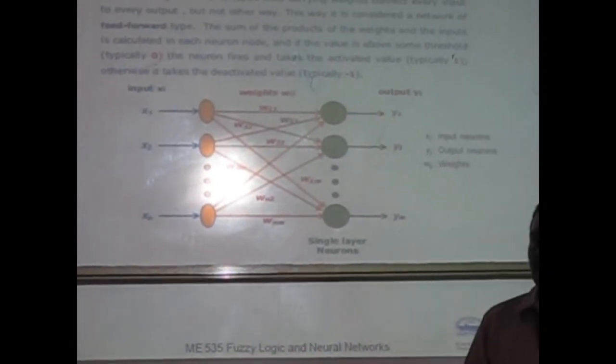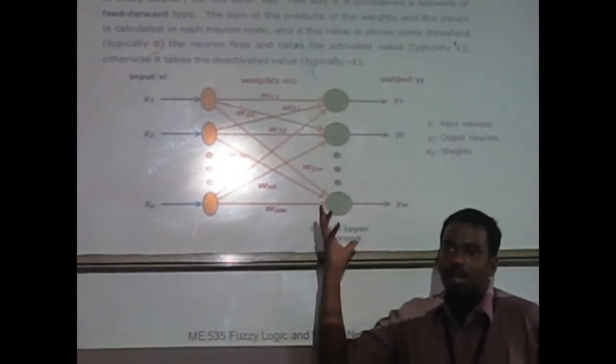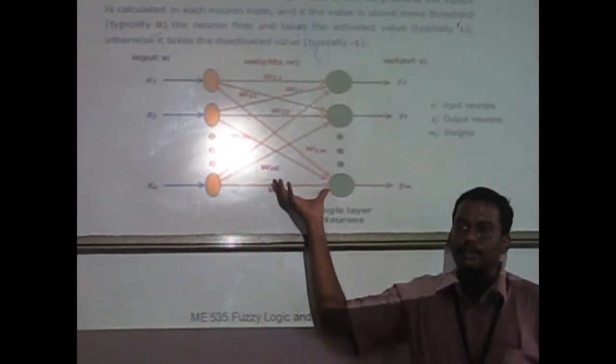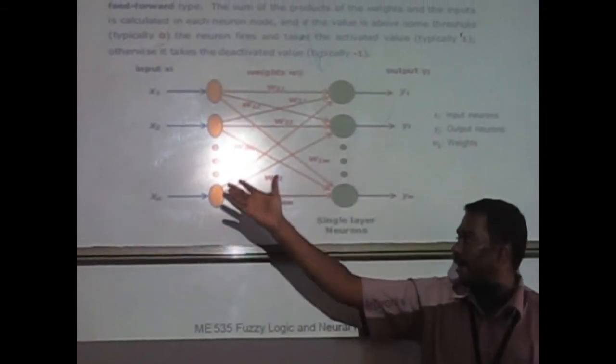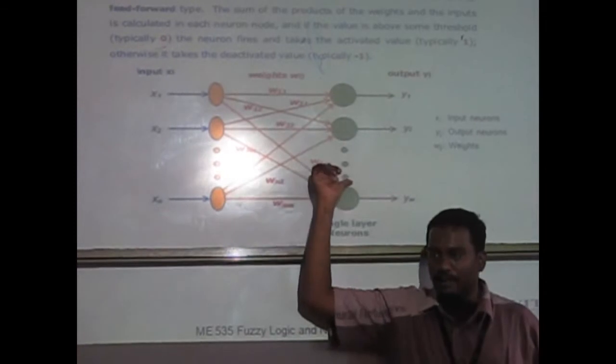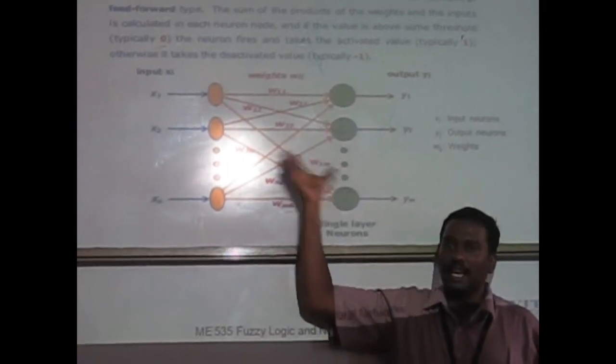Okay, what I'm saying is, the single layer is here. A single layer consists of an input and an output. We have an input and we get an output. Am I correct? Okay, so that is called a single layer architecture.